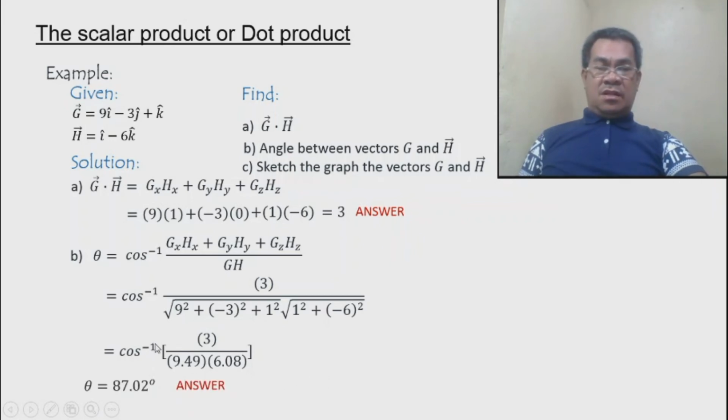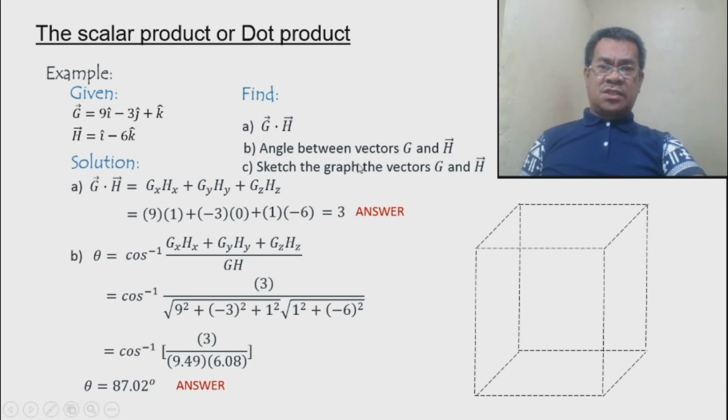Now, change your mode into degrees so that you have this degree mode. So, okay, the angle between them is 86.02 degrees. This is the answer. Final question.